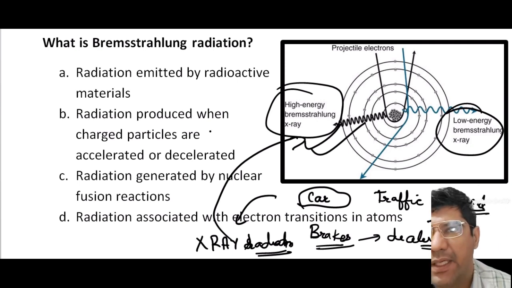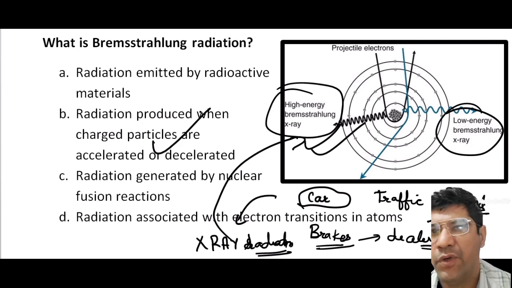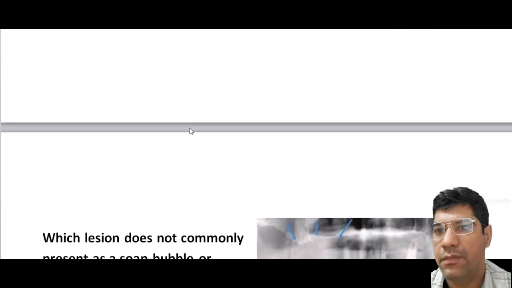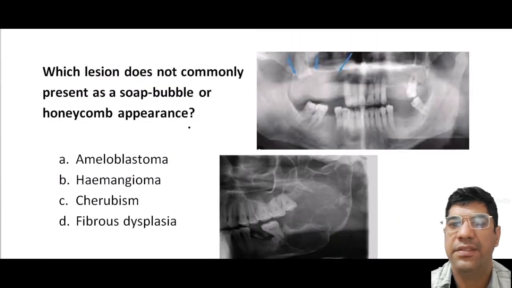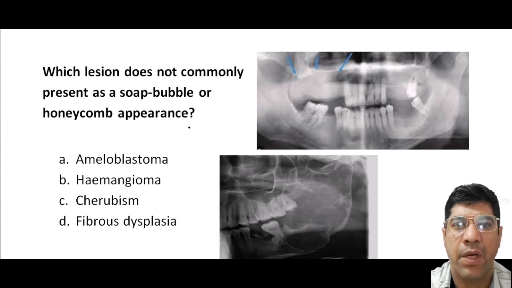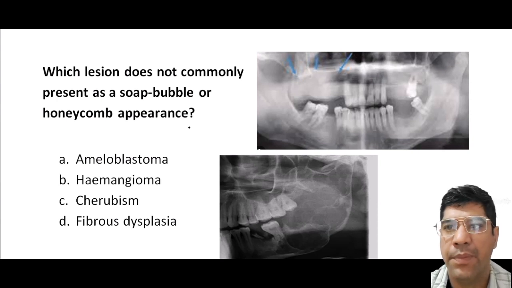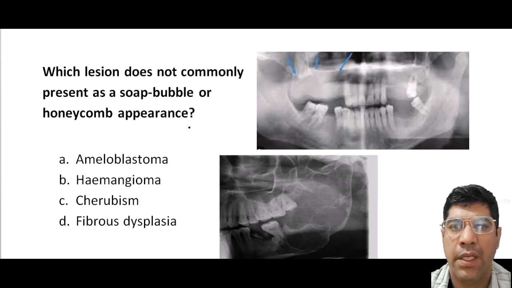So that is why the answer would be B. Now, which lesion does not commonly represent a soap bubble or honeycomb appearance? The answer would be fibrous dysplasia. Fibrous dysplasia does not present with a soap bubble appearance or honeycomb appearance.